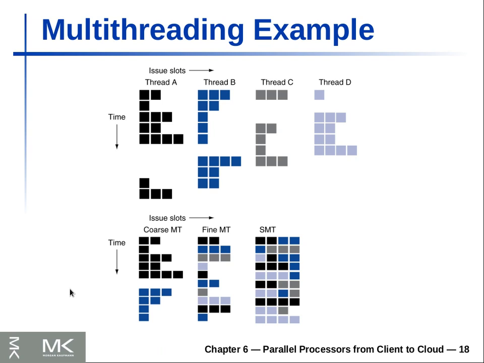It issues 1. Okay, we're good. 3, we're good. 2, we're good. 4, we're good. Uh-oh, we have to fully stall. Now it's detected a full stall. It needs to go to thread B and start issuing instructions there. So 3 there, 2 there, 1 there, 1 there for the next thread.